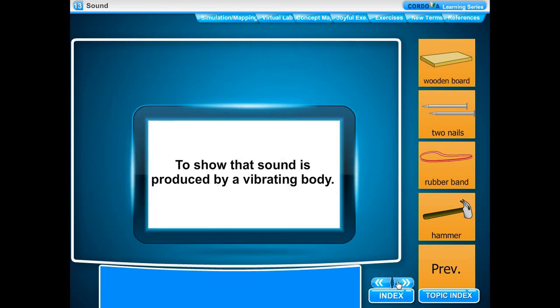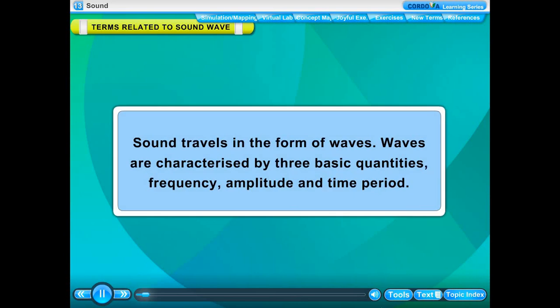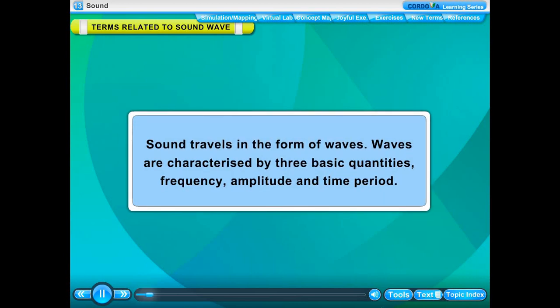Activity 3. To show terms related to sound wave. Sound travels in the form of waves. Waves are characterized by 3 basic quantities, that is, frequency, amplitude, and time period.